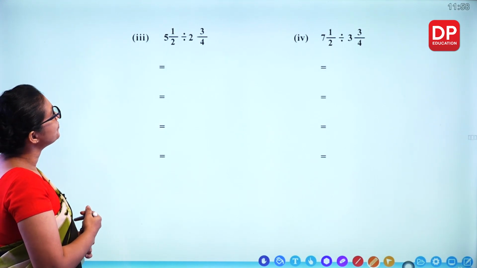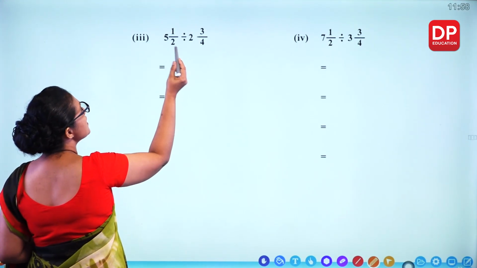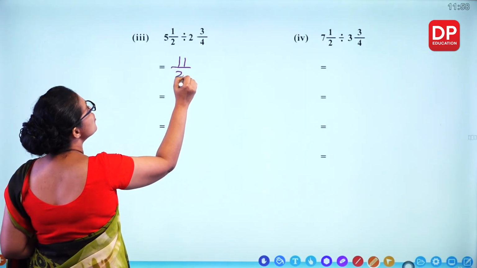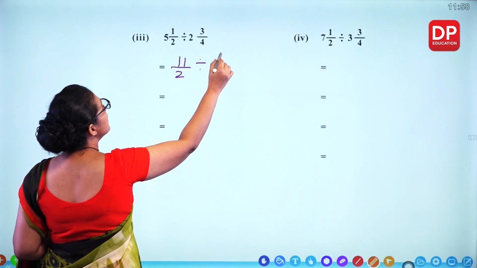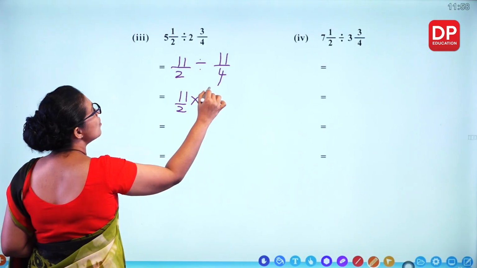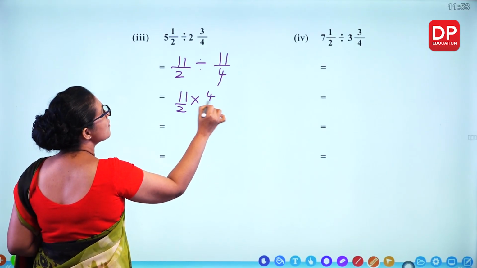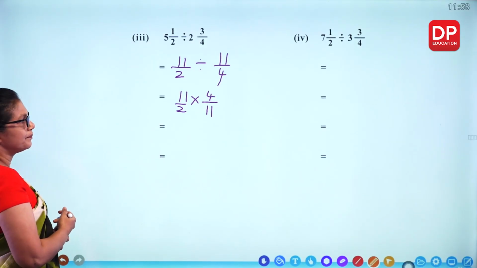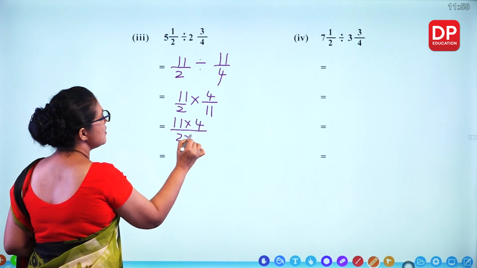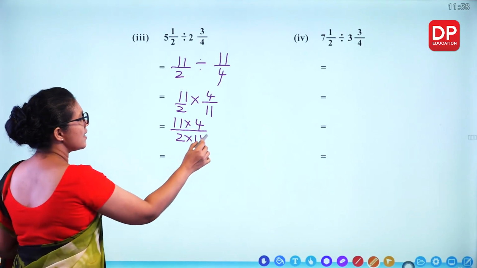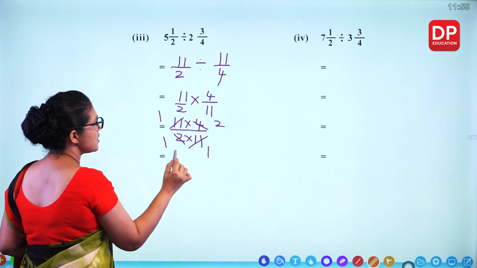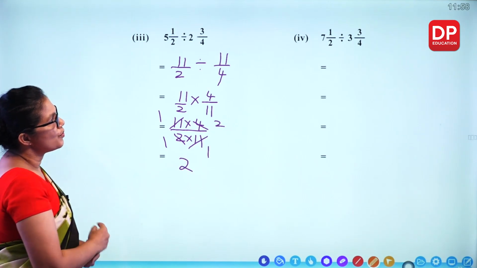Now these two. Same procedure, convert to improper fractions. 11 over 2. 11 over 4. Now convert to its reciprocal. 4 over 11. Now numerator separately, denominator separately. You can simplify. 2 times 1, 2 times 2. So 1 times 2 is 2.